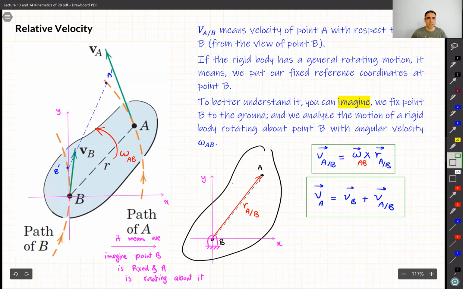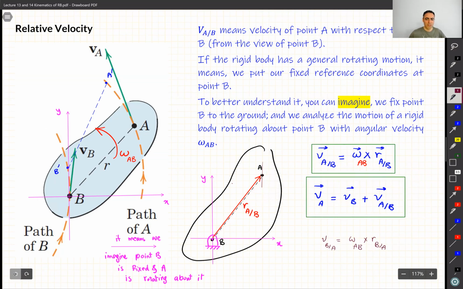And just to emphasize, it doesn't make any difference if somebody sets the X and Y reference at point A. Then the form of this formula is going to change. So instead of VA with respect to B, we are going to have VB with respect to A, which is going to be omega AB, the same, cross, but this time RB with respect to A. What is RB with respect to A? It means this time our reference is at point A, and our vector is going to be from A to B. Okay.